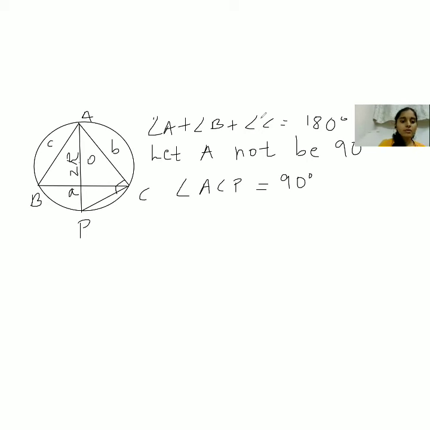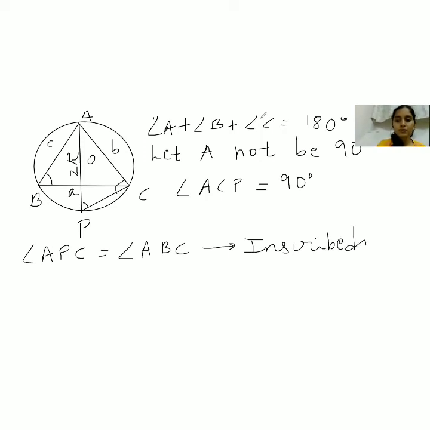Now from here, one more thing we can understand is angle APC is equal to angle ABC. Why? Because they are inscribed in the same arc. If they are inscribed in the same arc, then their values are equal. So we can write that sine of P is equal to sine of B.